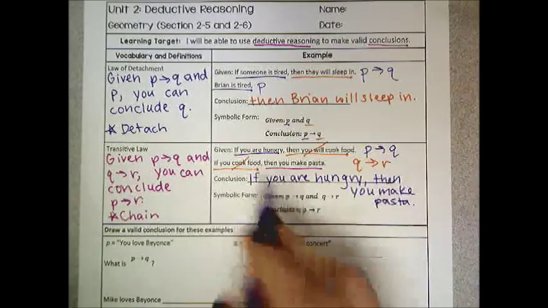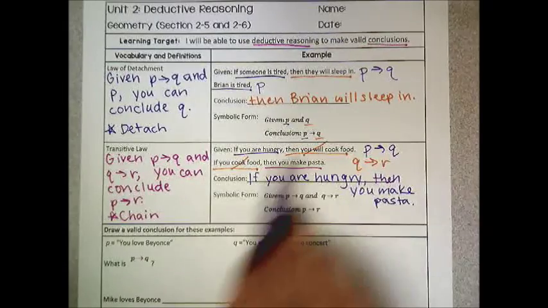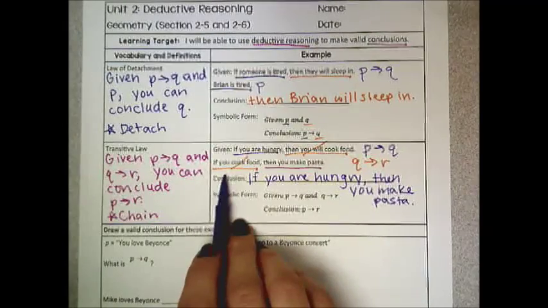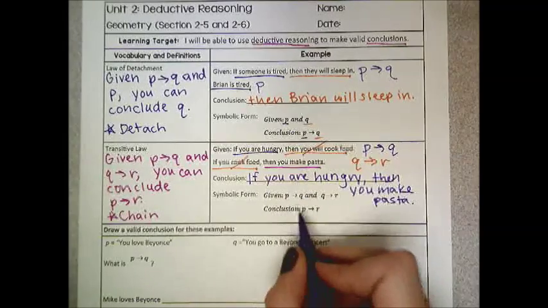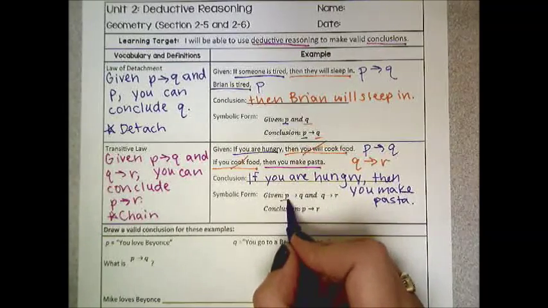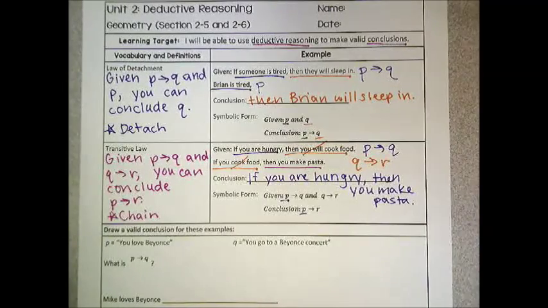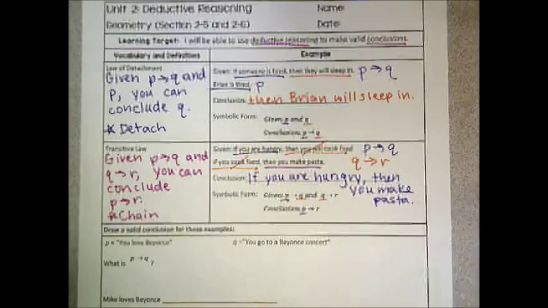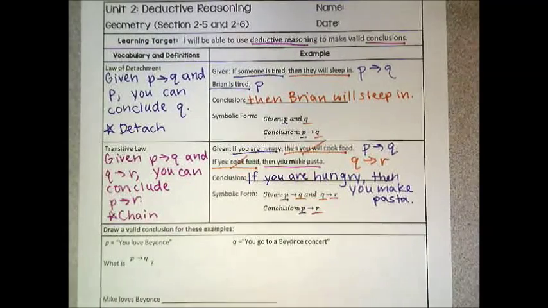So again, if you underline it by the different colors of the statements and cross out the ones that connect in the middle, then your answer is just the beginning part and the end. And your symbolic form again is down here, given if P, then Q, and if Q, then R. You end up with if P, then R. Alright, that's all we're going to do on the front. So go ahead and flip this over, and we've got some properties to review on the back.